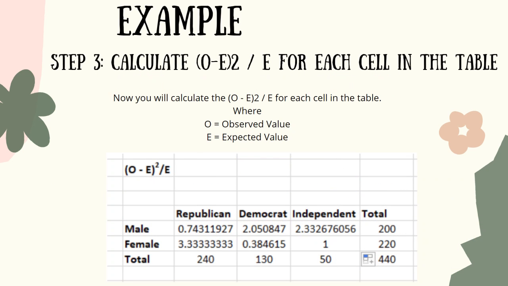Step 3. You can calculate (O minus E) squared divided by E for each cell in the table. Now you will calculate (O minus E) squared divided by E, where O is the observed value and E is the expected value. You can see the table there for the results.